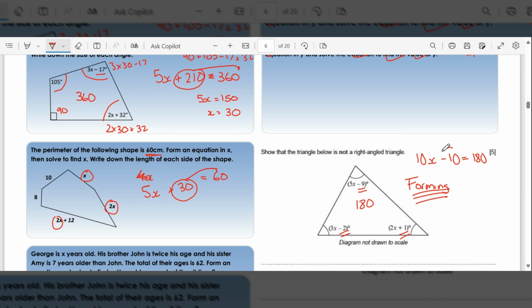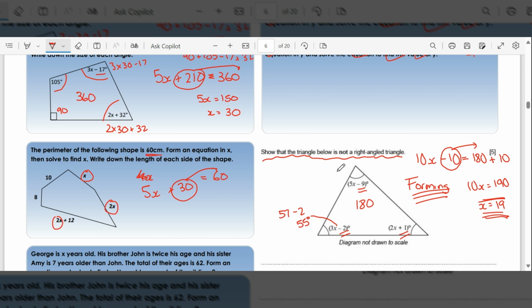And then take the number over. If it's minus, we'll add it on. We end up with 10x equals 190. So x equals 190 divided by 10, which is 19. This question says, show that the triangle below is not a right angle triangle. In other words, show that none of the angles are 90. So here, 3x: 3 19s, 19, 30, 57, take away 2. So that one's 55. Well, that isn't the right angle.